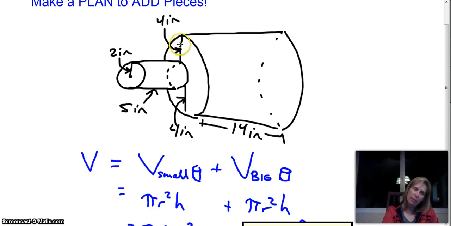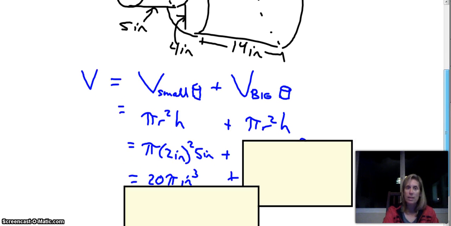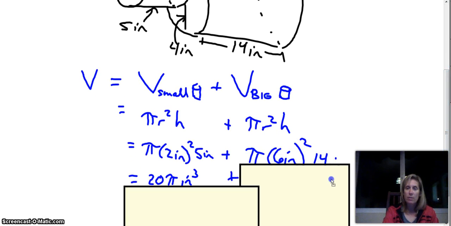We have a distance of 4, and then we have this other cylinder, and another distance of 4. So it looks like we need to go halfway across the little cylinder, and halfway across the little cylinder is the radius we knew from the original small cylinder. So 4 plus 2 is 6. So this radius of the large cylinder is 6 inches, and the height is 14 inches.